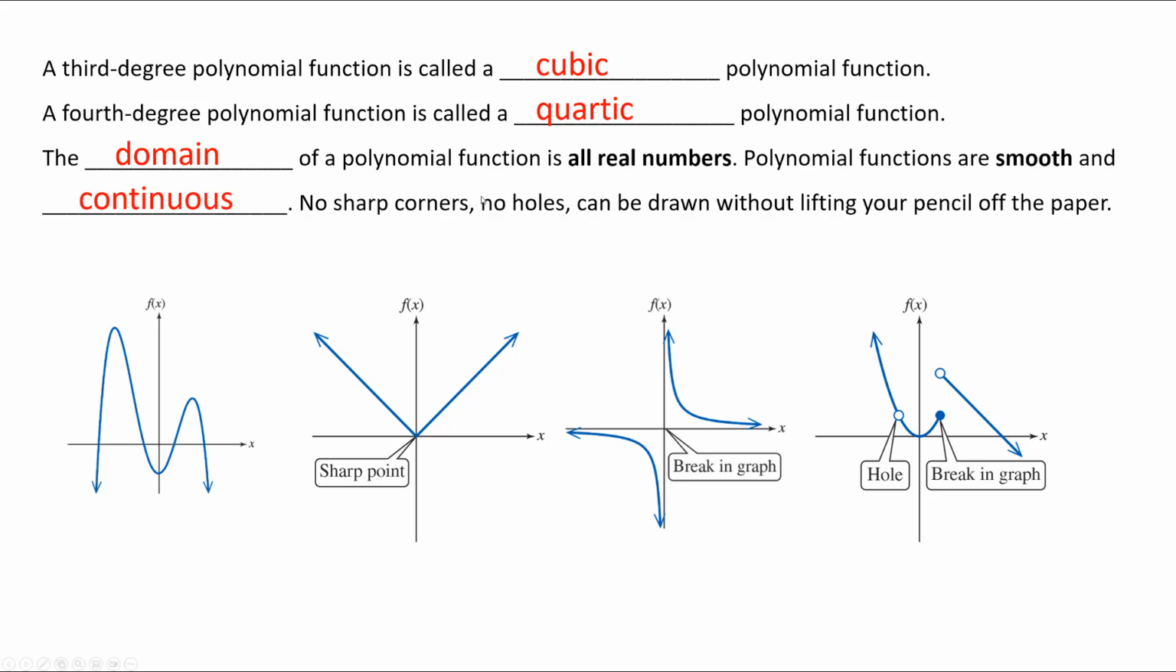The graph of a polynomial function will be a smooth and continuous curve like the one on the left. It's not going to have any sharp points like the absolute value function. It's not going to have a break in the graph like the inverse function, or holes in the graph like the one on the far right, which is probably a piecewise function. A polynomial function will be smooth and continuous.